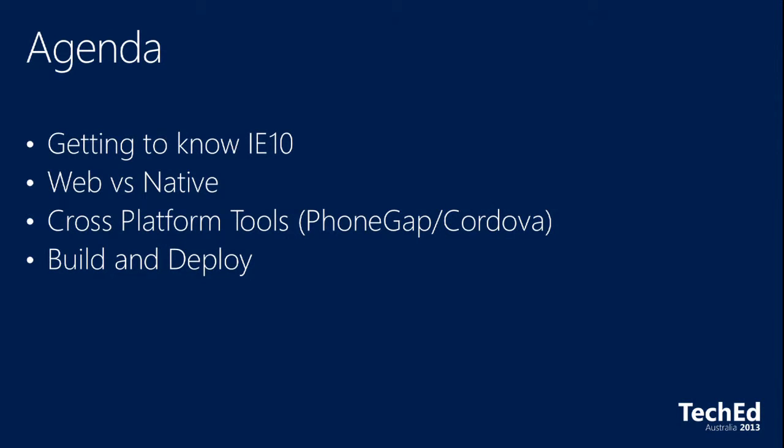So the agenda today of what I'm going to be talking about, the first thing is getting to know IE10. So the biggest thing to me that's happened with Windows Phone 8 is, of course, IE10. And if you're using web technology, especially on Windows Phone, you'll know that IE10 is so much better, right?